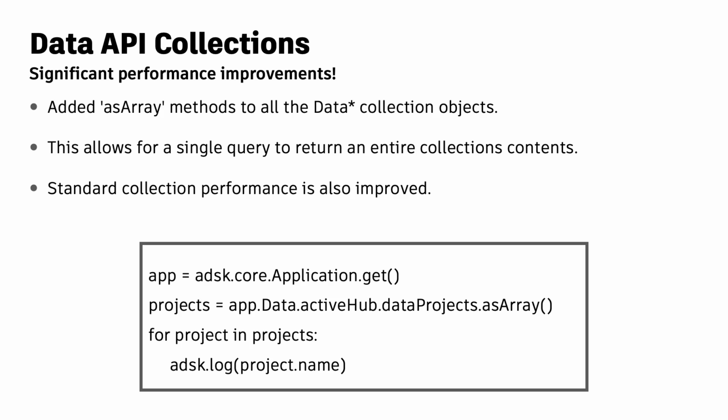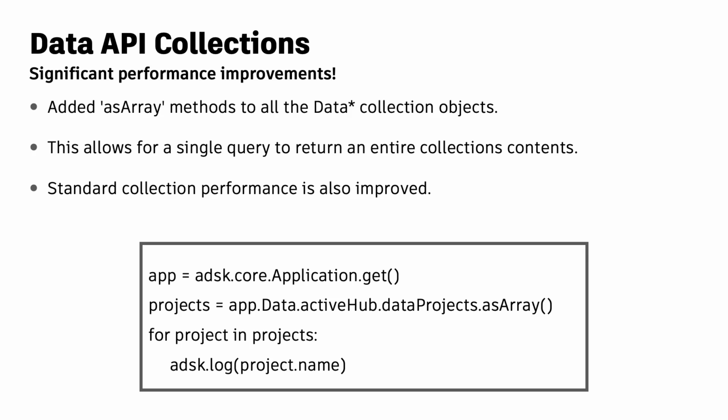Okay, this is something that was updated that has a huge impact on performance. If you had previously tried to do things like create a drop-down menu that listed all of the projects in a user's hub, and they had a lot of projects, or all the files in a folder or whatever, the data APIs could get very slow. I won't go into all the details of why, but in general, the performance of the standard collections, say data projects, has been improved significantly. But there's a new method called asArray, which you're starting to see in a lot more places.